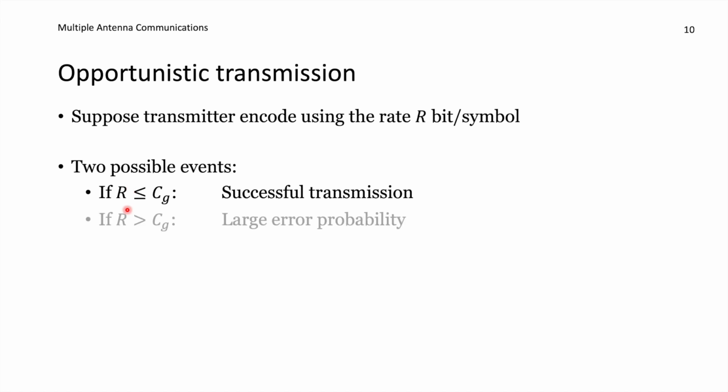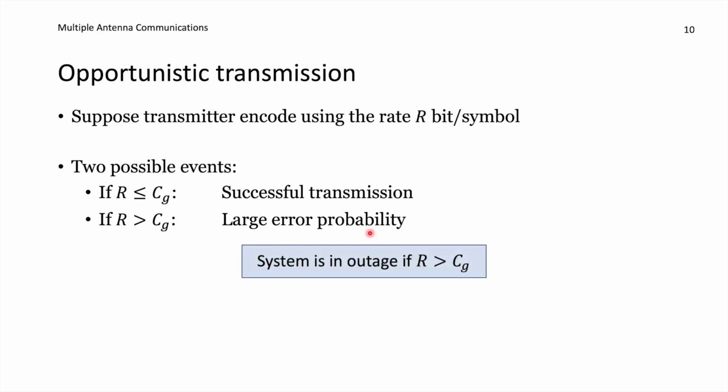The other thing that can happen is that we happen to select an R that is greater than the capacity that we got at this particular moment for the realization G. And then we are not satisfying the channel capacity theorems, and therefore we cannot communicate reliably. We will have large error probability, and the transmission is essentially lost. When that happens, we say that the system is in outage. So that happens when R is greater than the capacity value that we have for this particular moment.